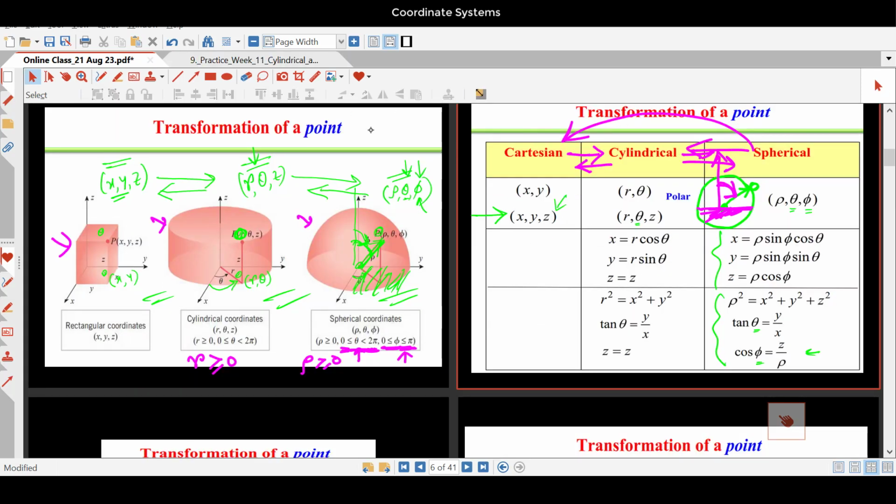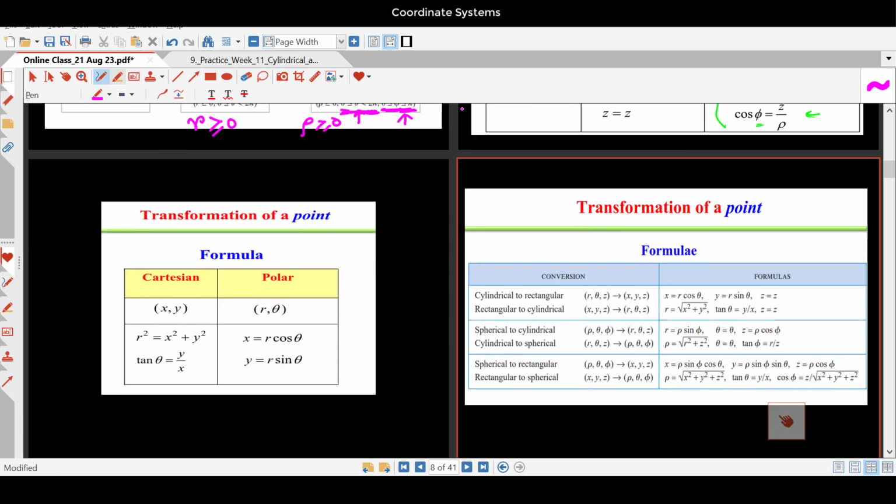Whatever formulas we have seen here are again summarized here for your betterment, so that you can easily look at all these things. Suppose you are converting cylindrical to rectangular, then the formulas are here. From rectangular to cylindrical, the formulas are given here. From spherical to cylindrical, the formulas are here. From cylindrical to spherical, the formulas are given here. From spherical to rectangular, the formulas are here. From rectangular to spherical, the formulas are here. So with these formulas, now we are going to solve some problems.